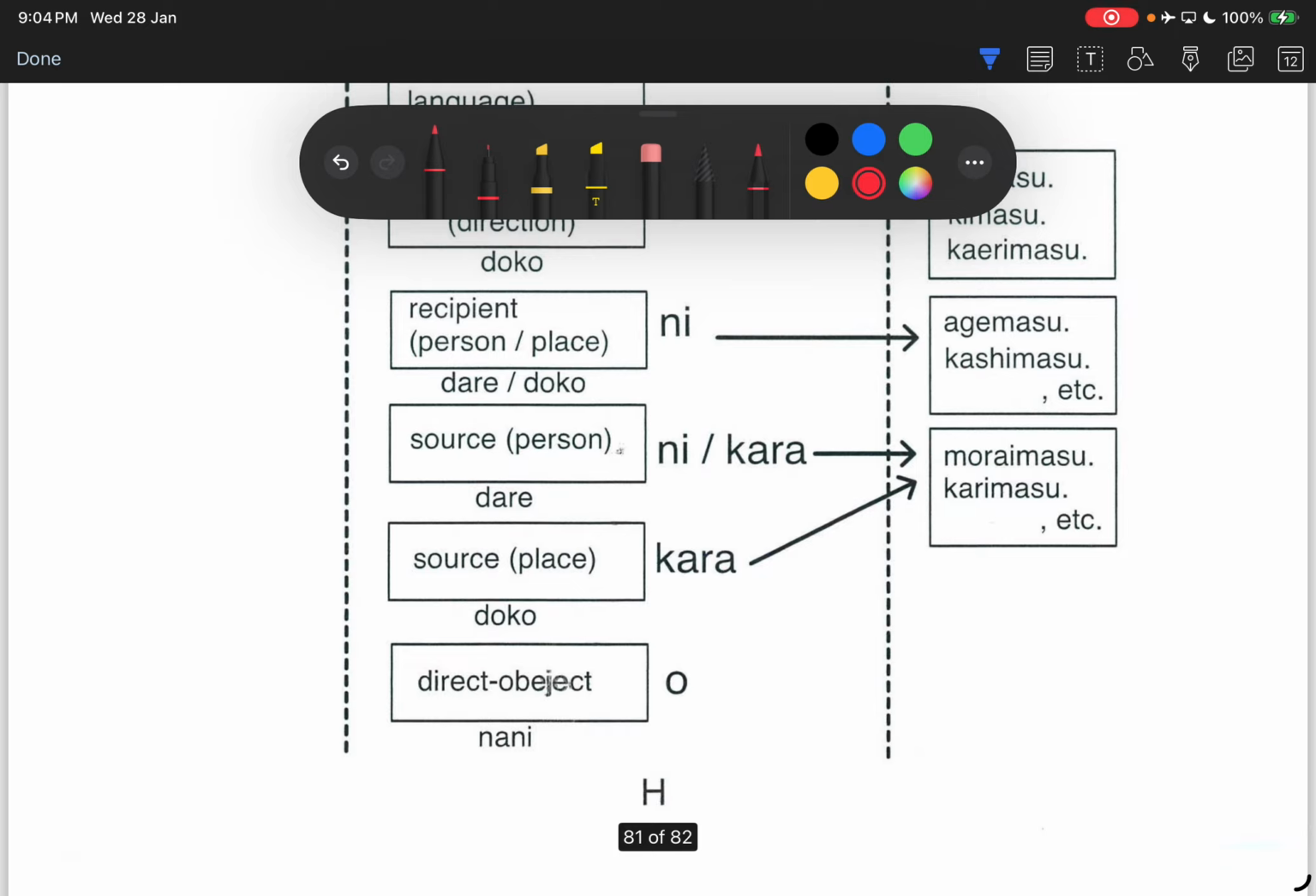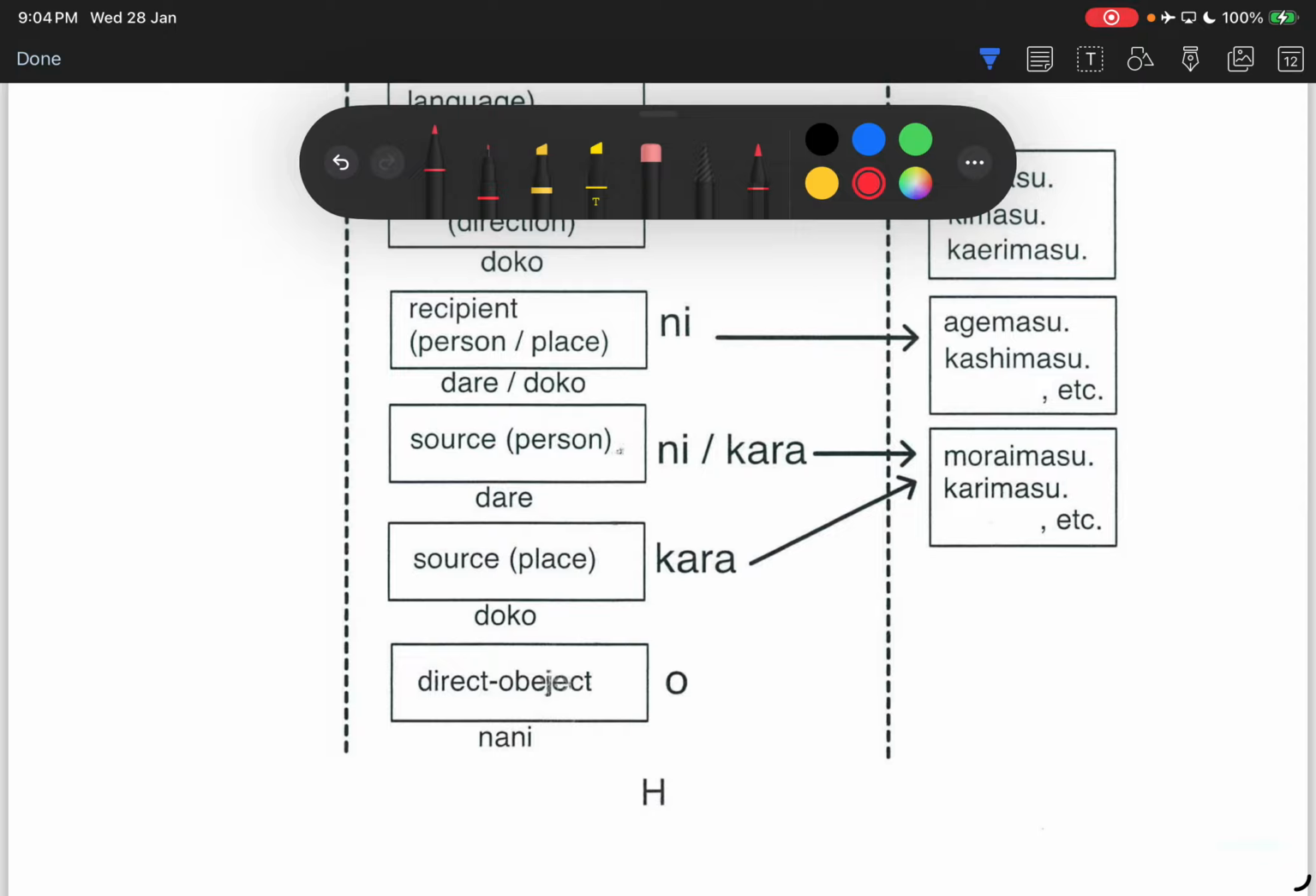And of course, we also have our source. That means the person or the place that you got it from. So that's why we have ni or kara as a particle. If it's a location, you can use kara only. If it's a person, you can use ni or kara. So this is the source.